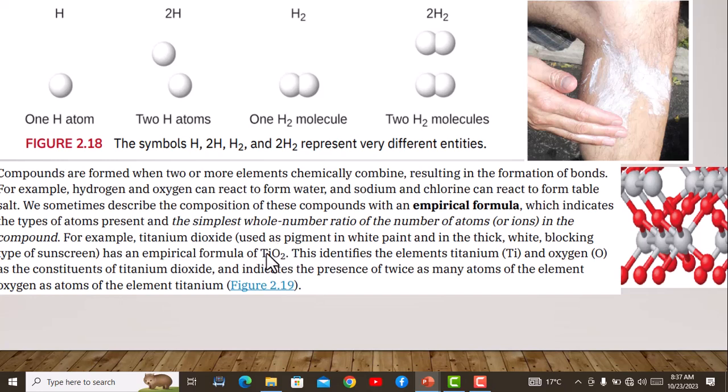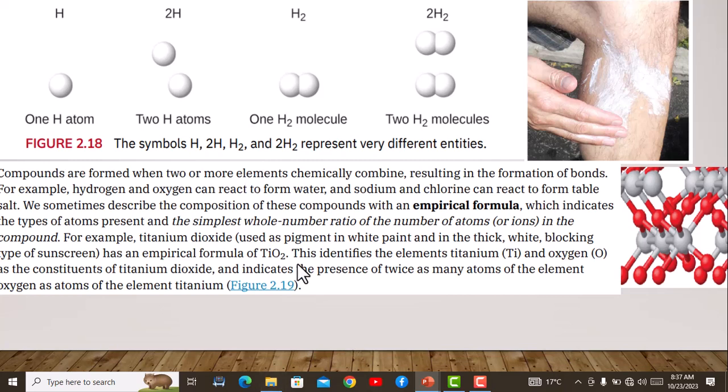The ratio here will be 1:2. For one titanium, we need two oxygen atoms. But remember, oxygen is a molecule that comes as a unit, because it occurs naturally in nature as a diatomic molecule. Very, very important that we note that.